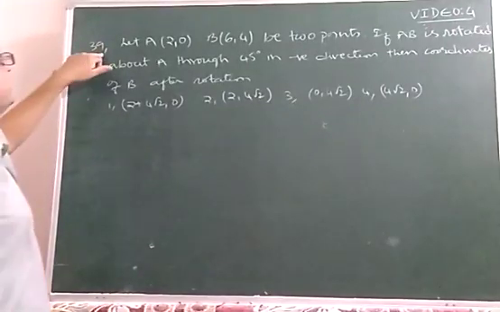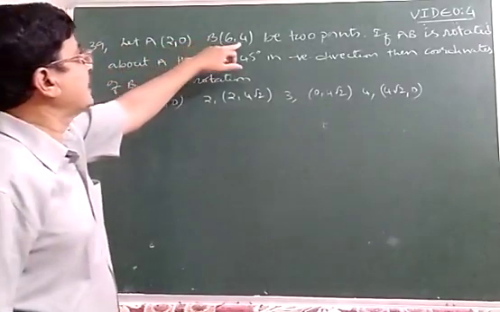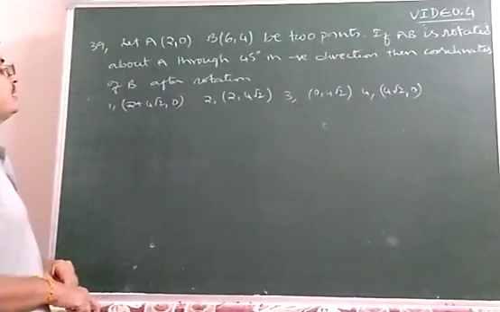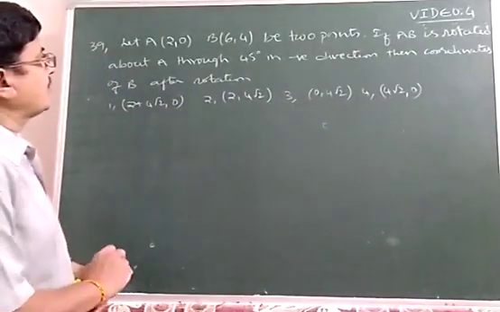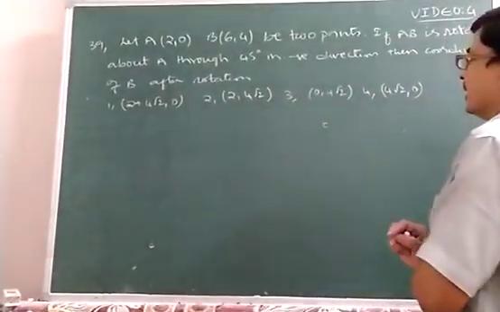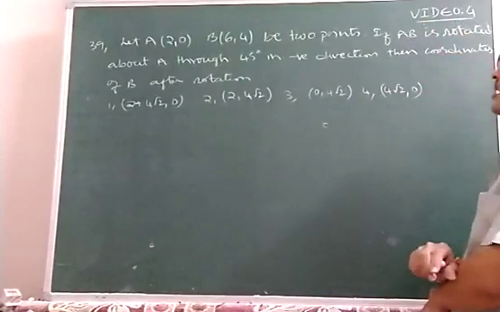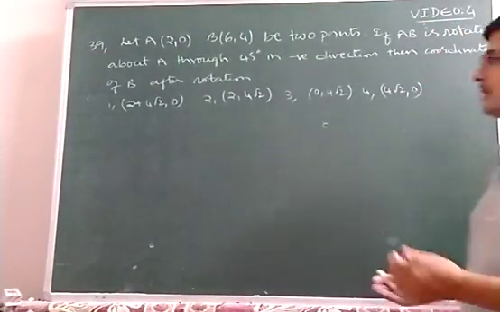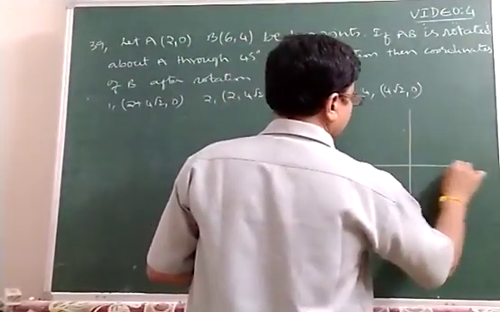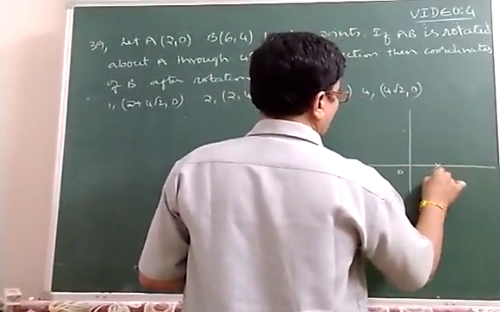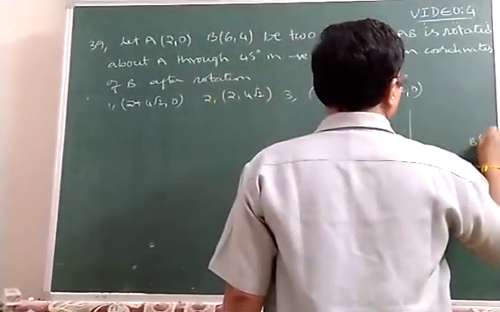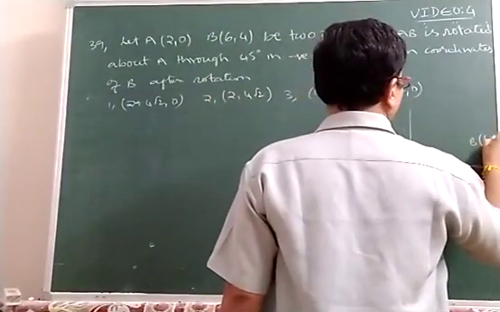Now question number 39. Let A (2, 0) and B (6, 4) be 2 points. If AB is rotated about A through 45 degrees in negative direction, then the coordinates of B after rotation. Negative direction means clockwise direction. We take it as a coordinate axis. This is the origin. A is the point (2, 0) that lies on the x-axis, and another point B is (6, 4).